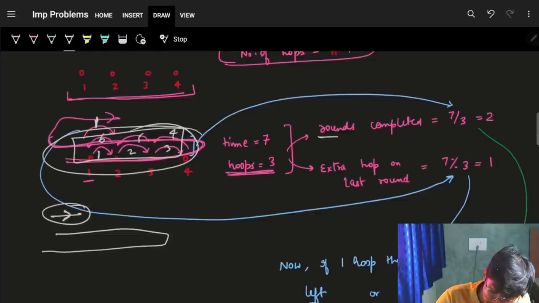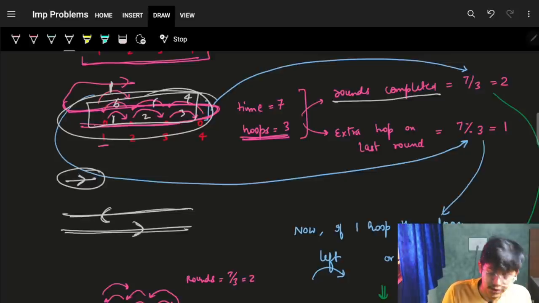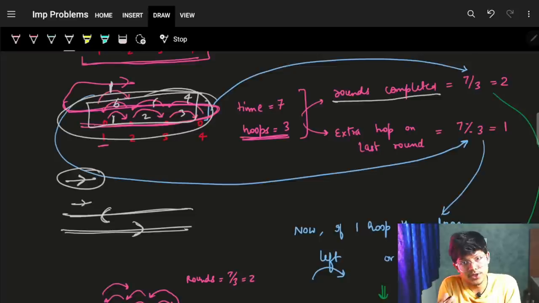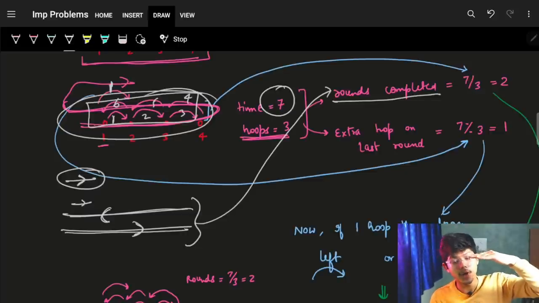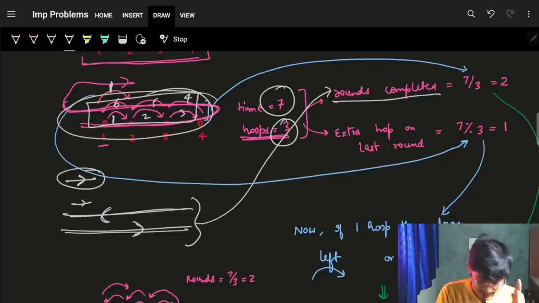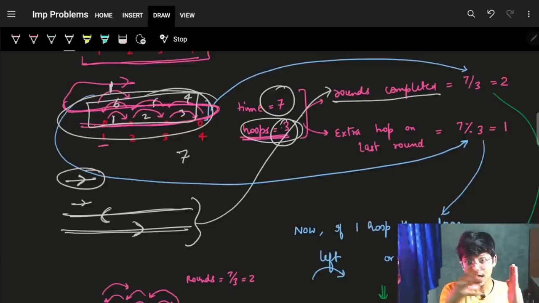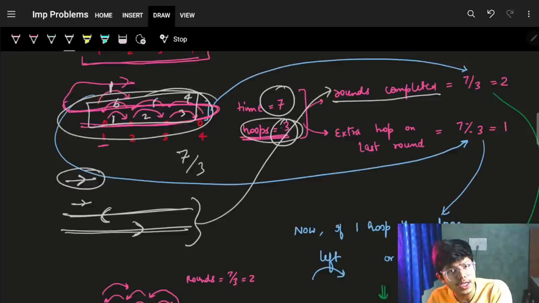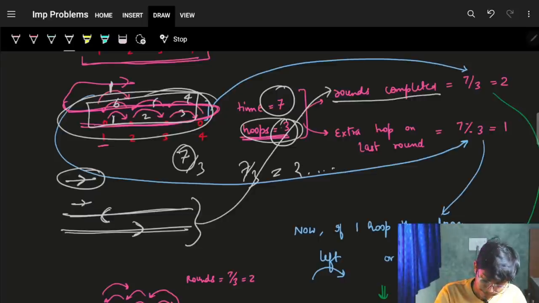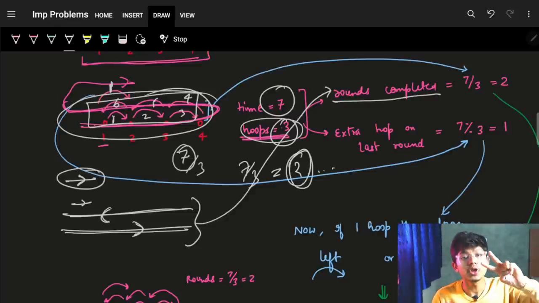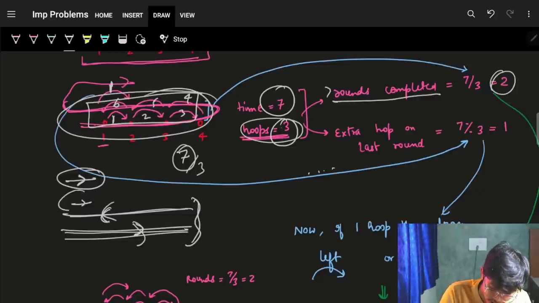So the number of rounds completed, which means one round going, another round coming, is 2. Now the last one is not completed, it's just half a round, so it's not a round. So the number of rounds completed is 2, which is the time divided by the number of hops, because for completing one round it needs to do 3 hops. So the number of rounds is 7 by 3, which is 2 point something. But in total, only 2 rounds would be completed. That's the reason we had 2 here, which means the absolute number of rounds completed, these 2 only, not counting the half one.